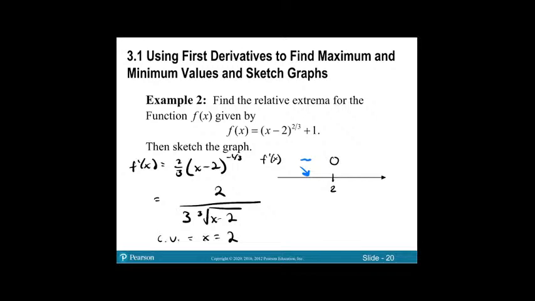And then on the right side of 2, maybe something like 3. If we plug in 3, this is going to be 1. Cube root of 1 is still 1, which is positive. The whole thing is going to be positive. So on the right side, the derivative is positive, so the original function should be increasing on the right. Okay.